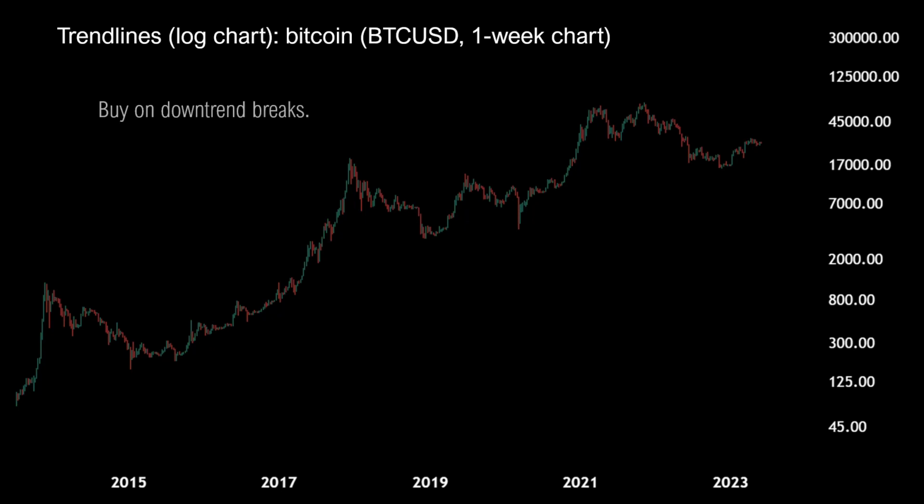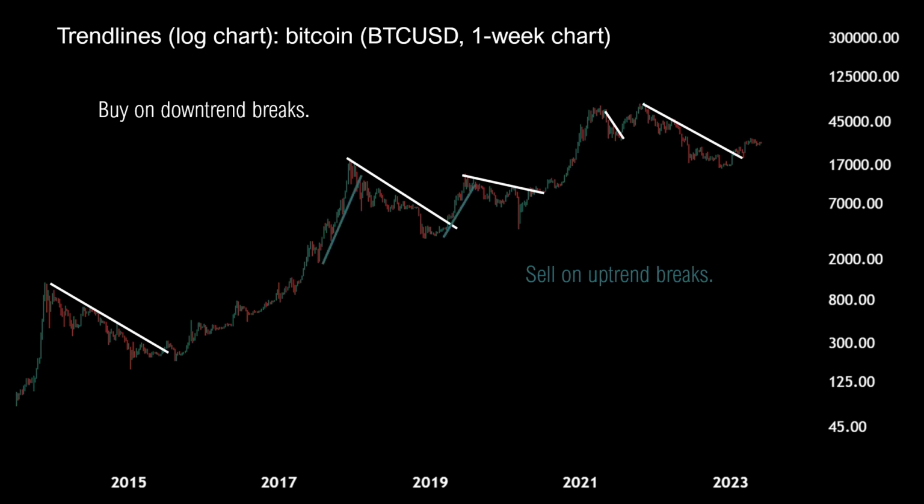Buy when the downtrend breaks, like it did these times, and then sell when the uptrend breaks, like it did these times. Note that you'll want to see an actual candle closure below or above a trend line for it to break. That way you can be sure it's actually broken and is not just a fake out.